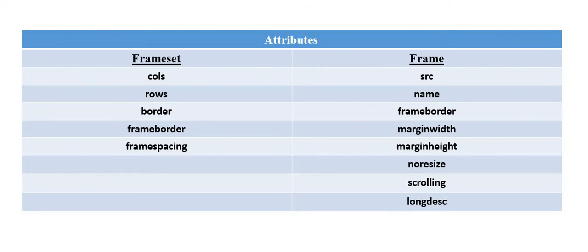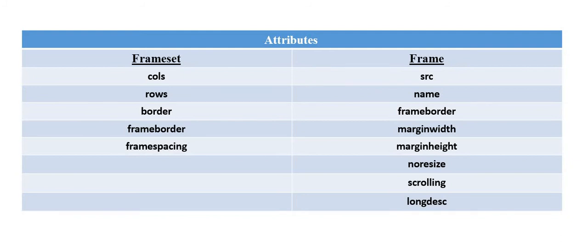Frameborder specifies whether or not the border of that frame is shown. Marginwidth allows you to specify the width of the space between the left and right of the frame's border and the frame's content. Marginheight allows you to specify the height of the space between the top and bottom of the frame's border and its contents. The value is given in pixels. Noresize: by default, you can resize any frame by clicking and dragging on the borders of a frame. The noresize attribute prevents a user from being able to resize the frame.